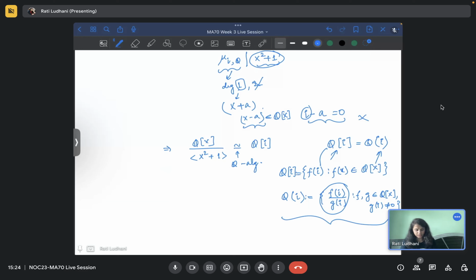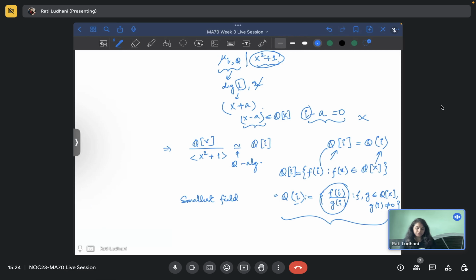So as a definition, the square bracket represents just the polynomial evaluations, and the small bracket represents all the rational ones like f(i) by g(i), where g(i) is not equal to 0. So the second one is a field by definition, is it? Yeah. And the first one is only a vector space. Even this is the smallest field.